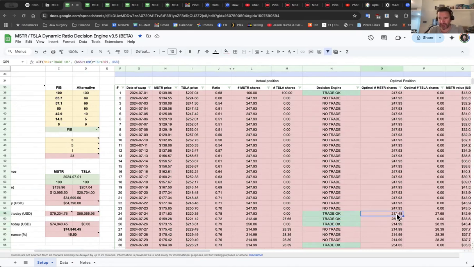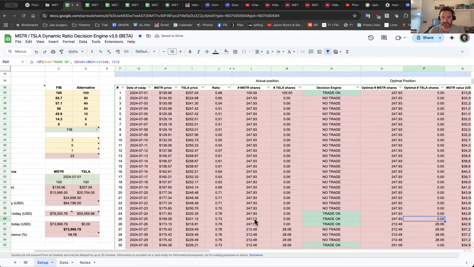So it's saying you should go 212 shares of MicroStrategy and 27 shares of Tesla, and when it gives you that recommendation, it will automatically populate that recommendation in the next day because it assumes that you did that trade. Now, if you didn't do that trade, you could just manually overwrite that recommendation here. So you could put 247.93 and 0 in here, and then it would overwrite it, and you wouldn't have the trade.